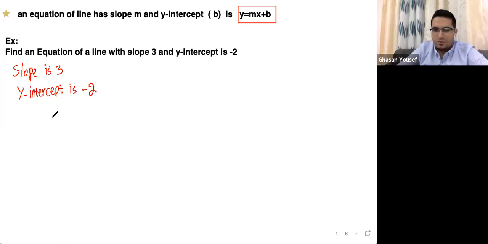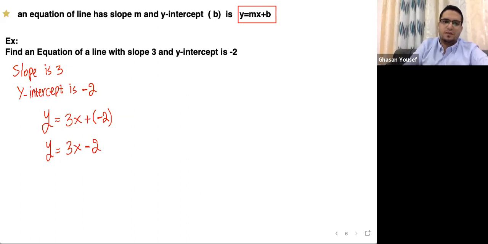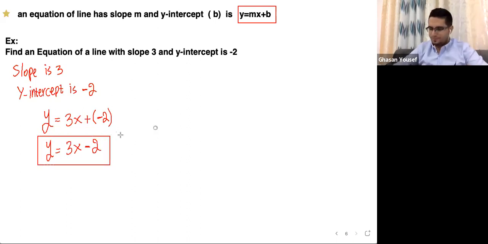Yes, Bilal, Amar, both of you said y equals the slope m times x plus b, the y-intercept, -2. After I simplify everything, I get y equals 3x minus 2. It's direct. Any question for this example?